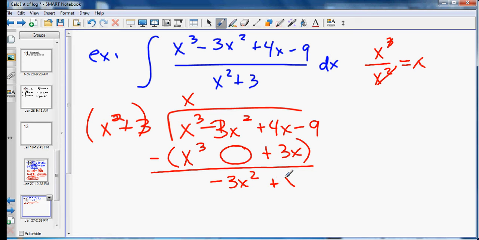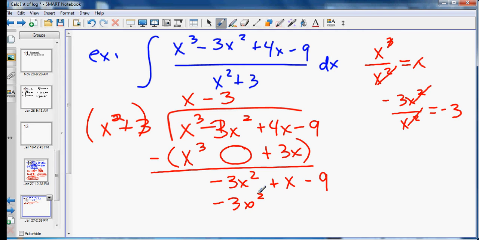Now I divide again. Negative 3x squared divided by x squared. So the x squareds just cancel out, leaving negative 3. Then I multiply. Negative 3 times x squared, and negative 3 times 3 is negative 9. The x squareds cancel out because it's negative 3x squared minus negative 3x squared, and so do the 9s. Negative 9 minus the negative 9. So the only thing that stays is x, because we have x minus no x's, so it's just x.